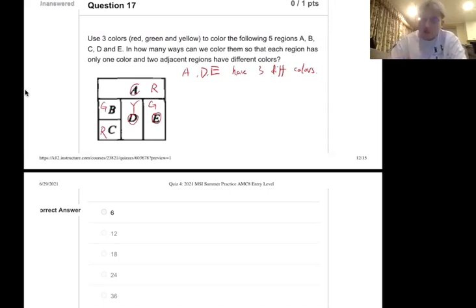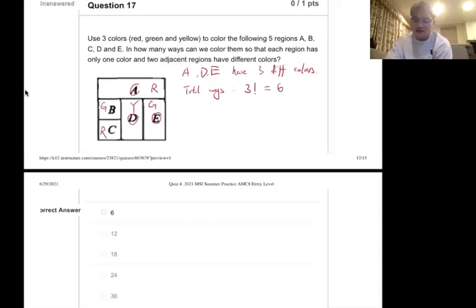And how many ways are there to color A, D, and E? Because they only need to be different colors, the total ways will be 3 factorial. That is 6.